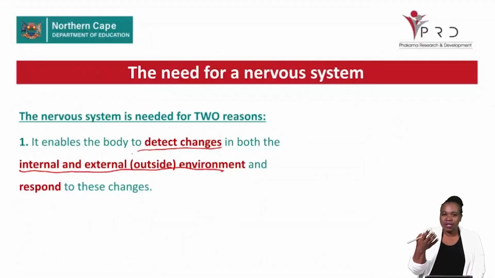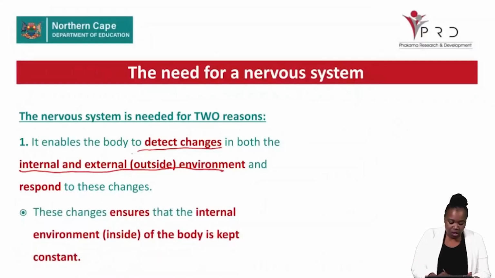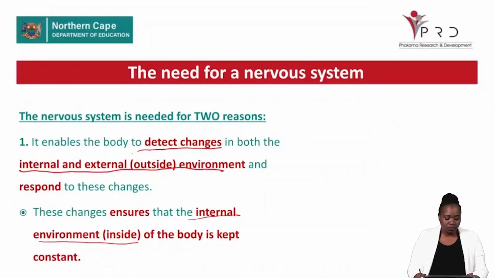So the eyes, which are the sense organs, received that change and sent a message to the central nervous system, whereby this change was analyzed and a message was sent from his brain to the muscles of his legs to step on the brakes and stop the car. Later on, he saw the light change to green using his eyes again, and a message was sent again to the muscles of his legs to contract or relax in order for the car to then move. So these changes ensure that the internal environment of the body is kept constant.